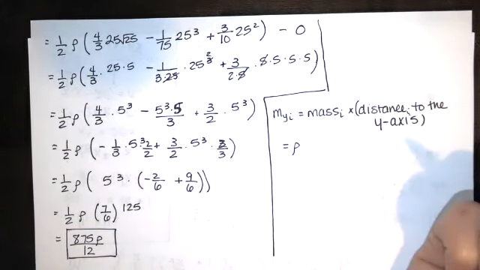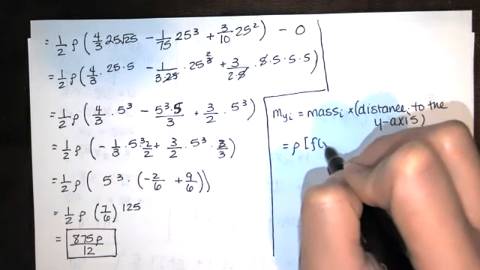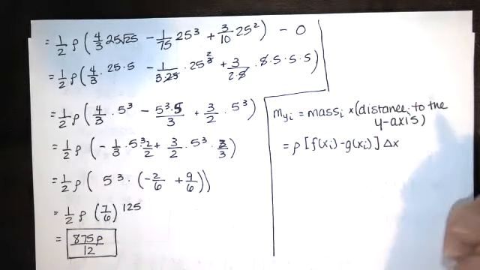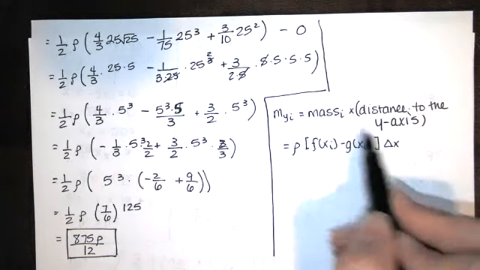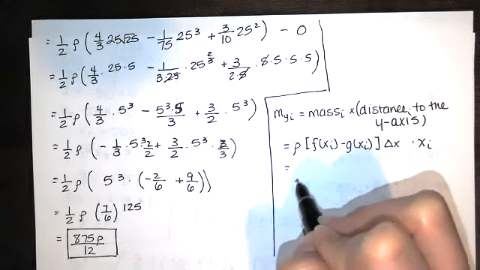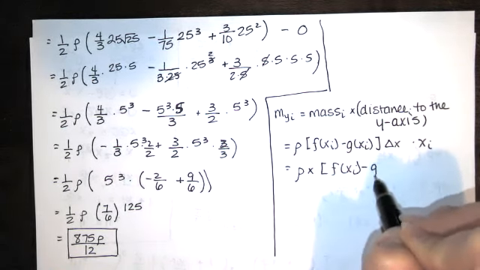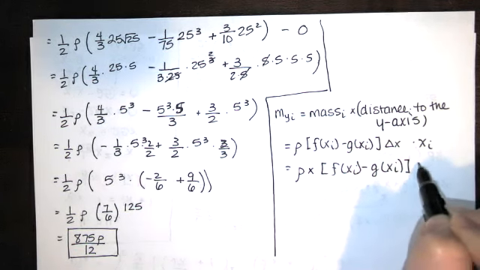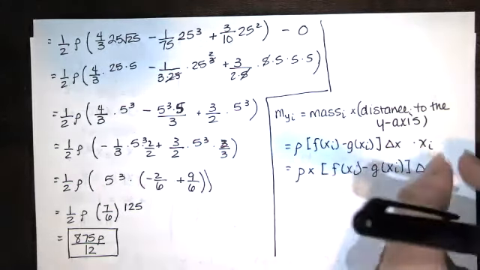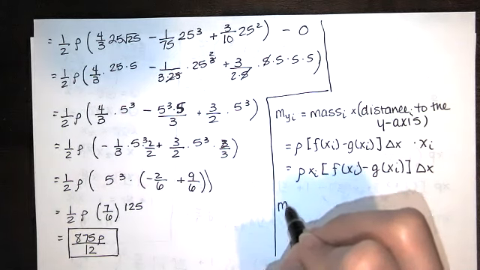So we'll have the mass, which is rho, that's mass per unit area, times area, which is the top function minus the bottom function, times dx, or delta x. So this is all mass, and then the distance to the y-axis is x. So our formula is going to look like this. But again, that's just because this is mass per unit area times area, which gives us mass. Mass times distance gives us this. And that's enough for us to set up the integral.